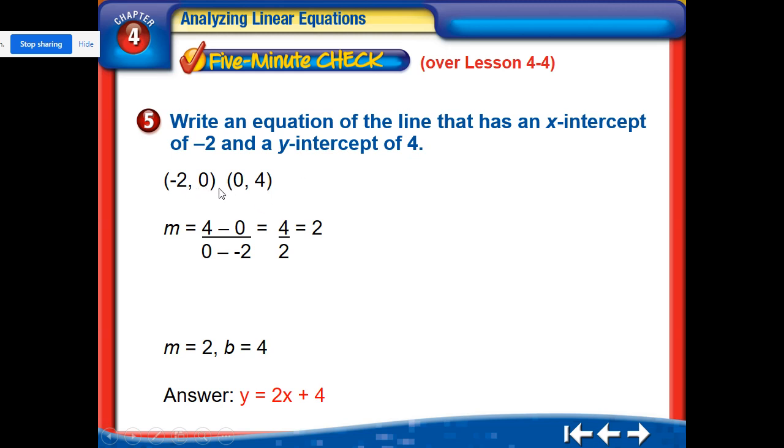So I do get 2 ordered pairs from this. These are 2 separate things. Don't make them one ordered pair. These are 2 separate pairs. So then I still do my m: 4 minus 0, and 0 minus the negative 2, which gives me 4 over 2, or just 2. So now m is 2, b is 4, and I can write my answer.